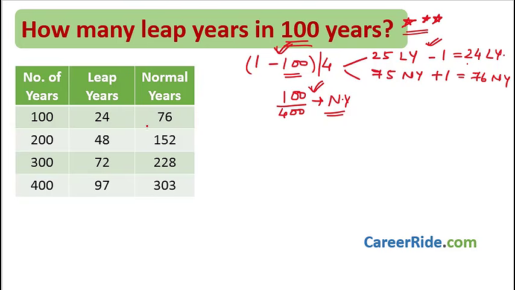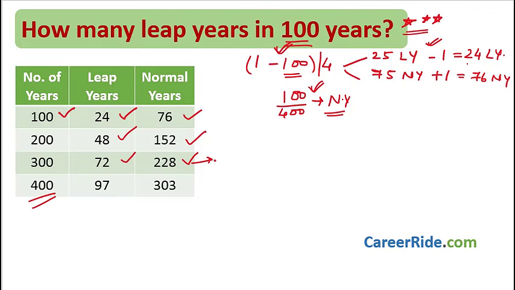Now come to this table that I have drawn here. So in a period of 100 years, we just calculated that we have 24 leap years and 76 normal years. Now, if I take a period of 200 years, what would happen? I would just double it, right? Because 200 is also a normal year. So 48 leap years and 152 normal years. If I take it for 300 years, what would happen? 72 leap years, 228 normal years. So going by this, what happens in a period of 400 years?